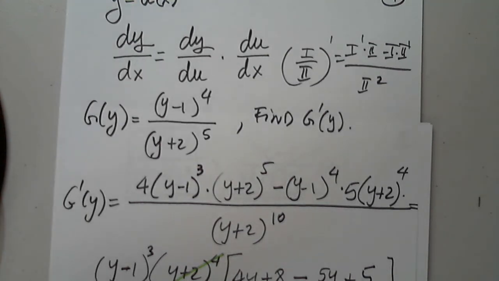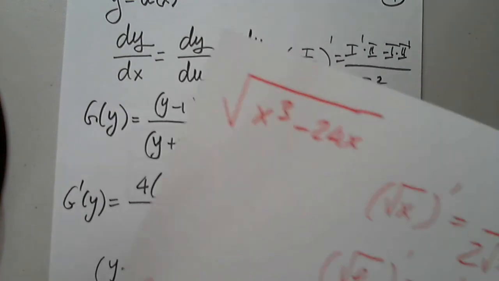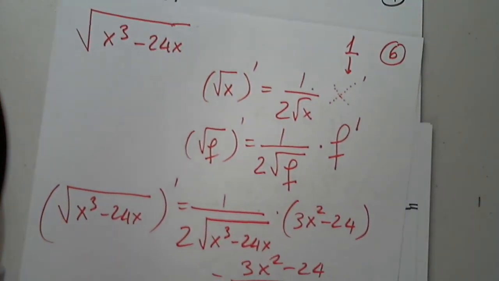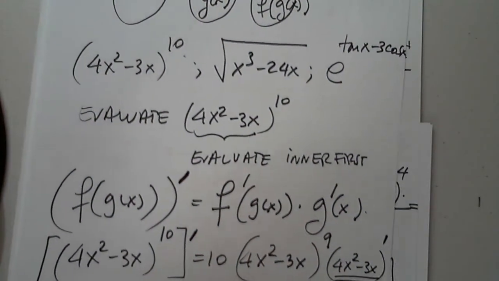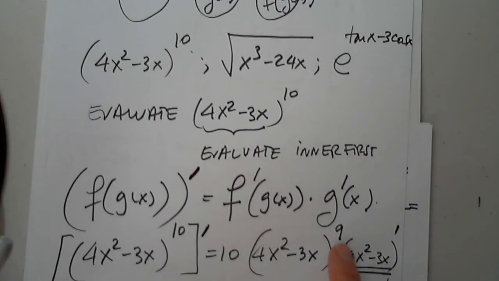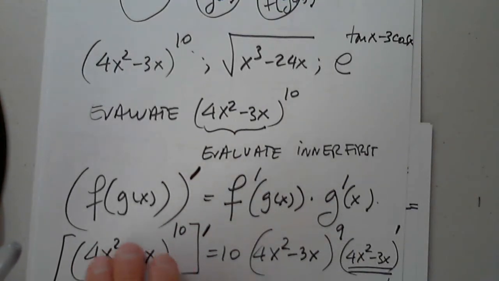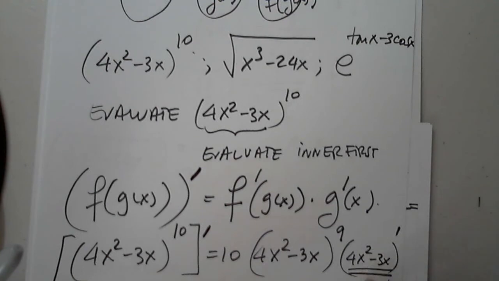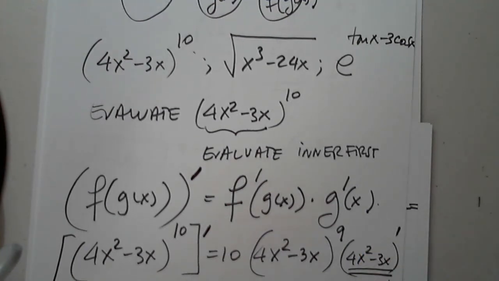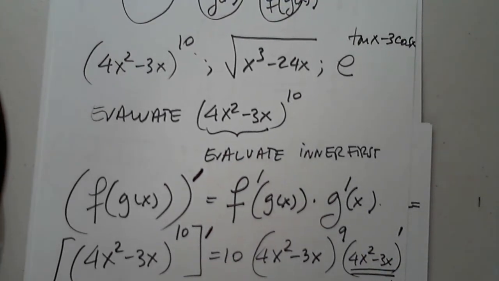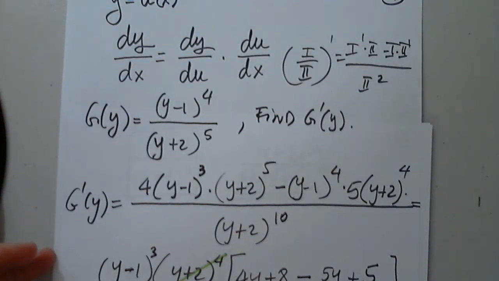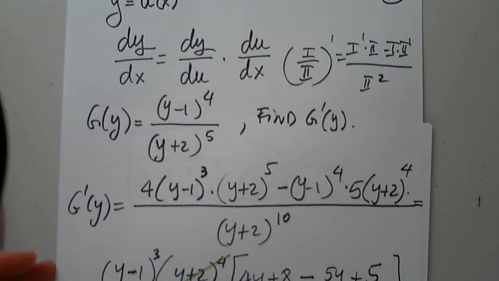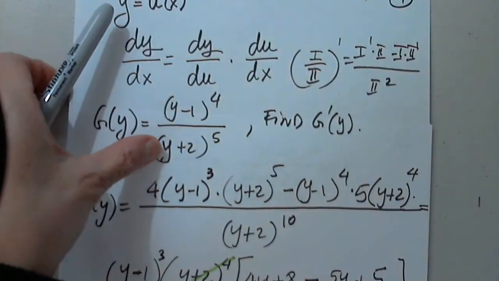Okay. So we used this rule. We brought 10 down, we subtracted 1 from the power, and we differentiated the inner function. Luckily, the inner function was 1. But we used the power rule combined with the chain rule. Is this okay, everyone? Any questions?